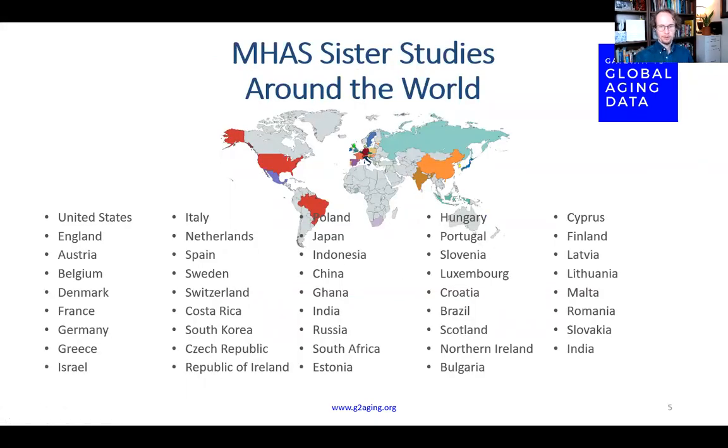If you're not familiar with the whole set of international HRS sister studies, MHAS has sister studies in over 45 countries around the world, including the United States, England, most of Europe, China, South Korea, Japan, India, and through the WHO, also some parts of Africa. There's also a study called ELSI in Brazil.